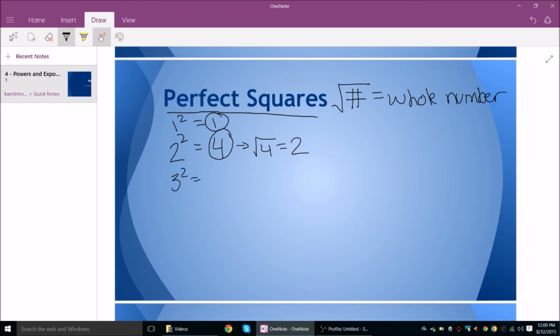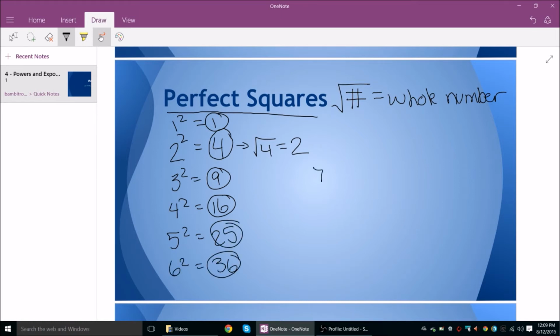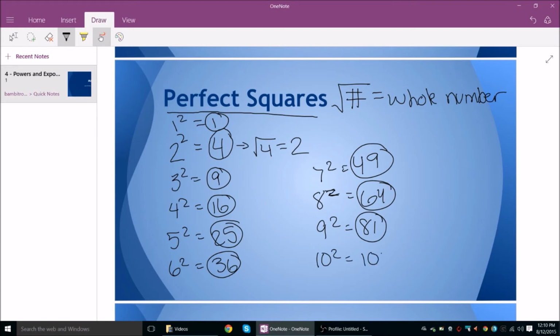I could keep going down the list. 9's a perfect square, so is 16, so is 25, 36. Keep going with our common ones. 49. Whoops. 64. 81. 100. And so on and so forth.